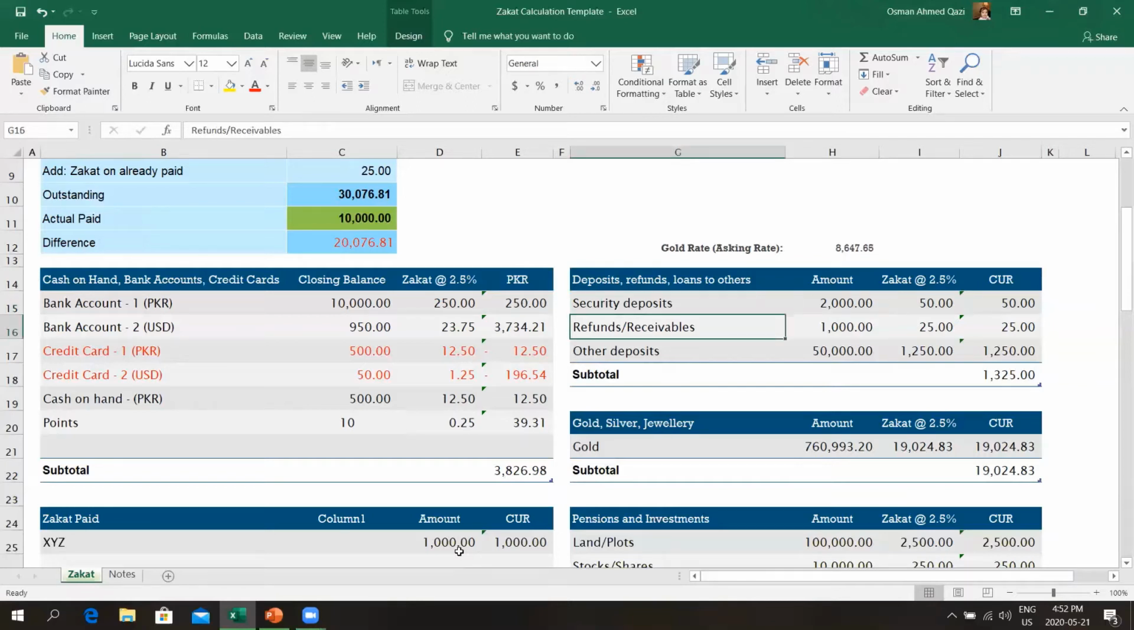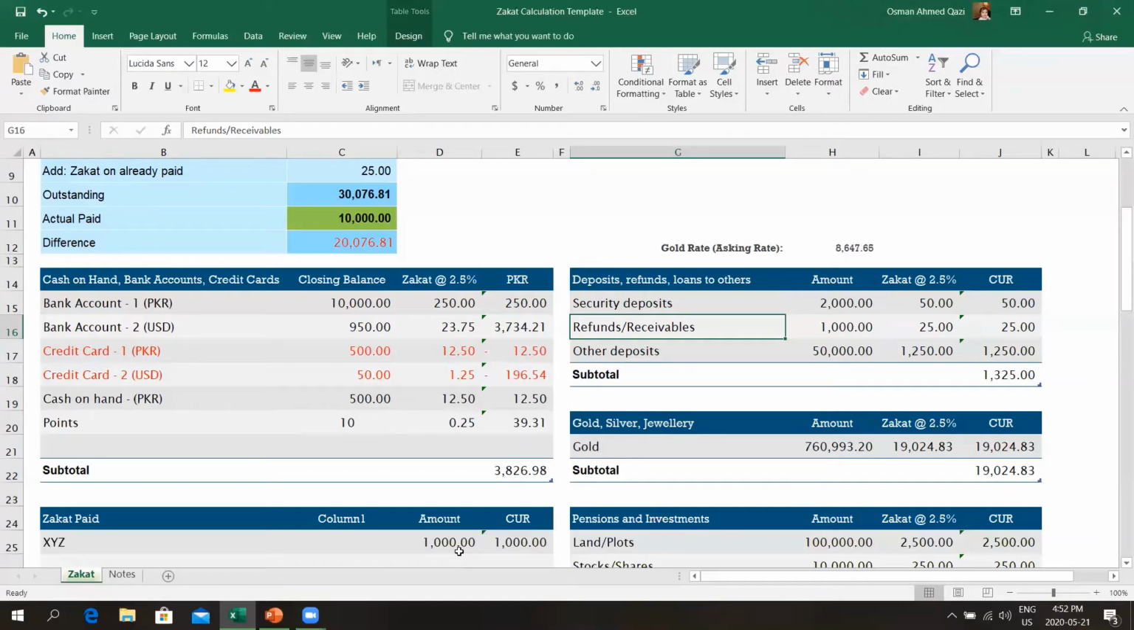Refunds, receivables. For instance, a company owes you a refund for whatever reason, credit card or something else, or you give a short-term loan to a relative, for instance, like a brother or someone who said, I just need the money for a couple of months, give it to me, I'll give you back. So you give them that money, but you're expecting to receive it. It's almost certain they're going to pay you back. No one said no, they cannot.